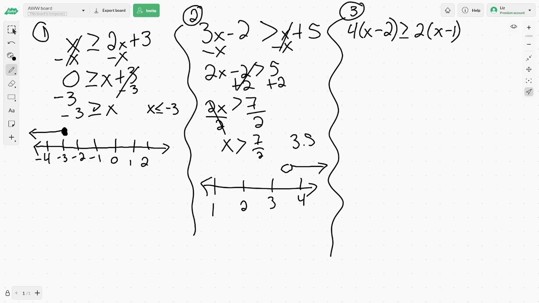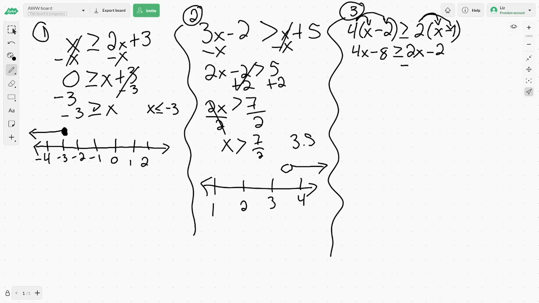Let's look at number 3. I need to distribute here, right? I need to distribute everything into the parentheses. So I'm going to have 4x minus 8 is greater than or equal to 2x minus 2. 4 times x is 4x. 4 times negative 2 is negative 8. 2 times x is 2x. 2 times negative 1 is negative 2.